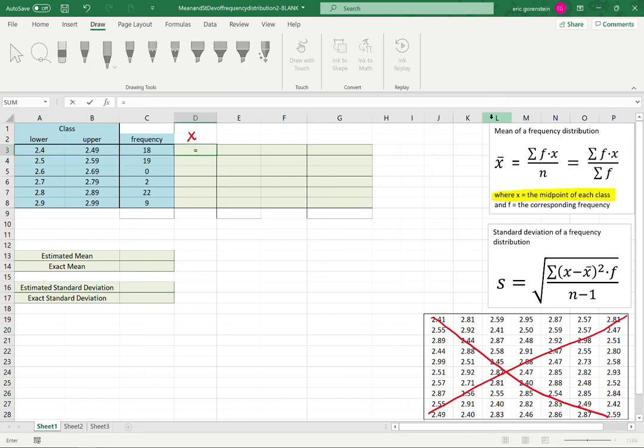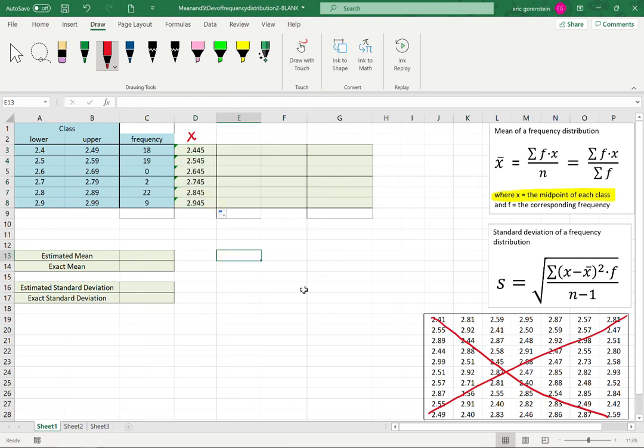So we'll use the average function in Excel, equal average of location A3 and B3. So that should give us the halfway point, and that's 2.445, halfway between 2.4 and 2.49. So what that is saying is we're going to estimate that there are 18 numbers that are all equal to this, or 18 copies of the same number. And then we'll let Excel find the average of the next 5 pairs.